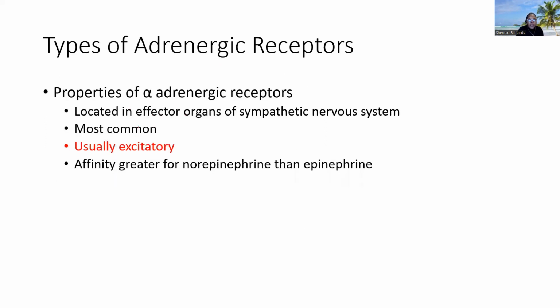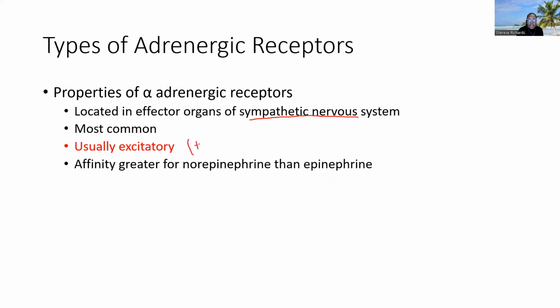So if we think about alpha adrenergic receptors, they're usually located on things like blood vessels, the smooth muscles of our blood vessels. They're going to be a part of the sympathetic nervous system only. So adrenergic receptors are in no way related to the parasympathetic system. They're going to be the most common and most abundant throughout the body, and they're usually going to be excitatory. And when we say excitatory, this means that they're going to increase their tissue response.